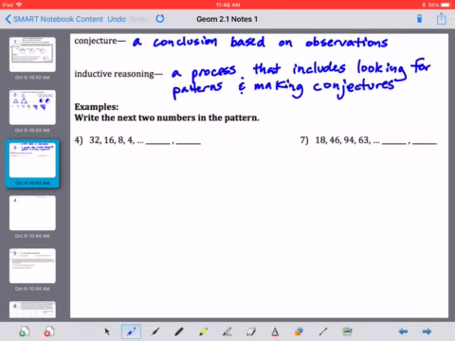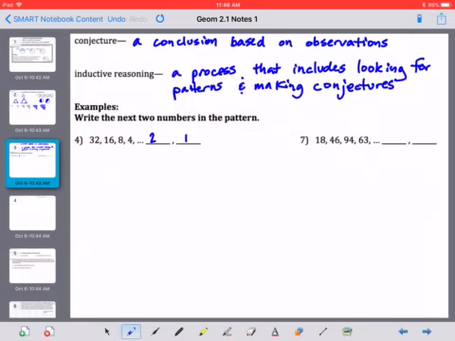I encourage you to pause the video and give these a shot if you'd like, and then you can go through them with me. So let's go ahead here. In example 4, I noticed that we have 32, 16, 8, 4, and then I can see that these are being cut in half. So if we cut 4 in half, we get 2. If we cut 2 in half, we get 1. So that one's not so bad.